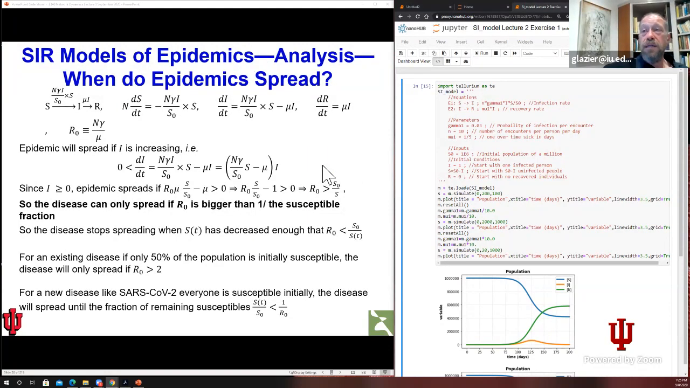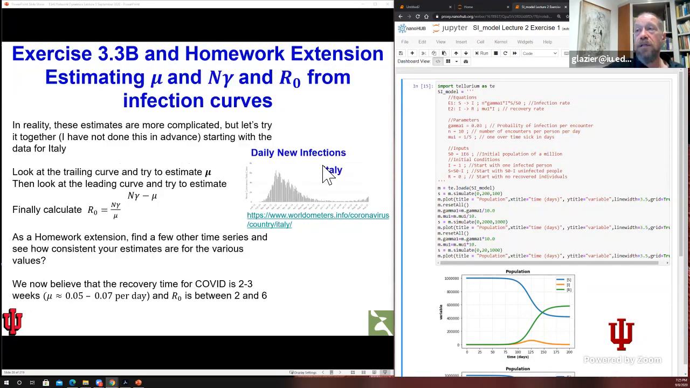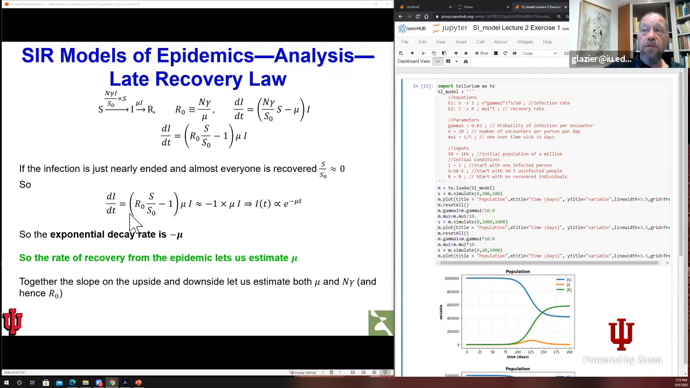So now let's come back to a little bit of math. You could ask the question, when do epidemics spread? And the answer is clearer in the picture that I had before, this one, which is the rate of increase. The epidemic spreads when the number of people being infected is positive. You have more new infections than you have old infections. So if dI/dt is positive, the epidemic is spreading. And the epidemic is spreading if R naught times S over S naught, minus 1, times mu is positive.